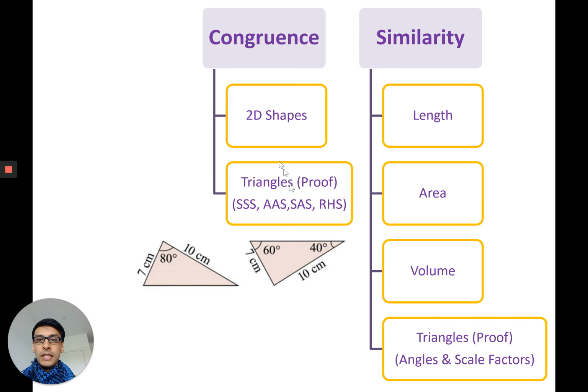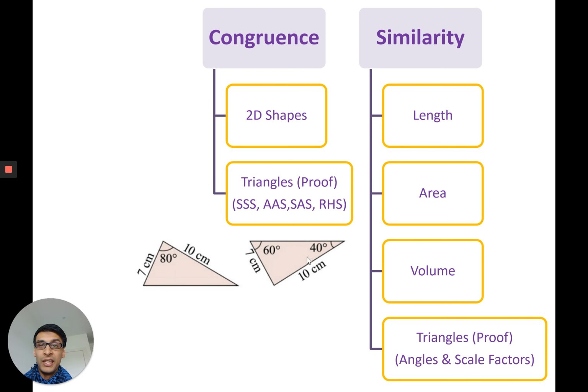Congruence. We've done the 2D shapes part of congruence, which is just finding shapes that match, that are exactly the same. We're going to look at proof, specifically with triangles. Triangles come up a lot more on the higher papers. In fact, it's pretty much the only thing that comes up with congruence because there are special cases of triangles.